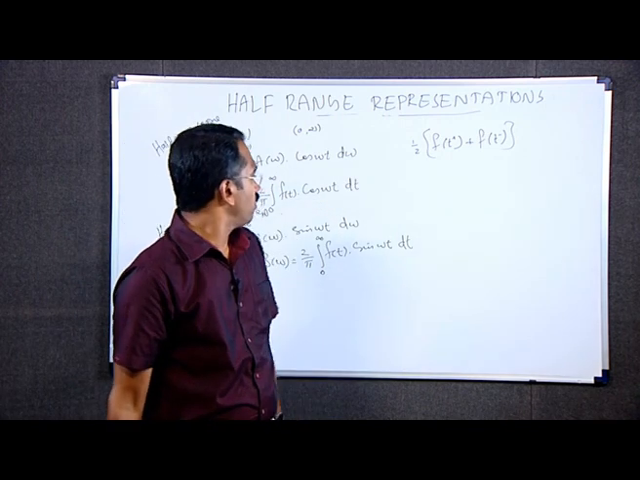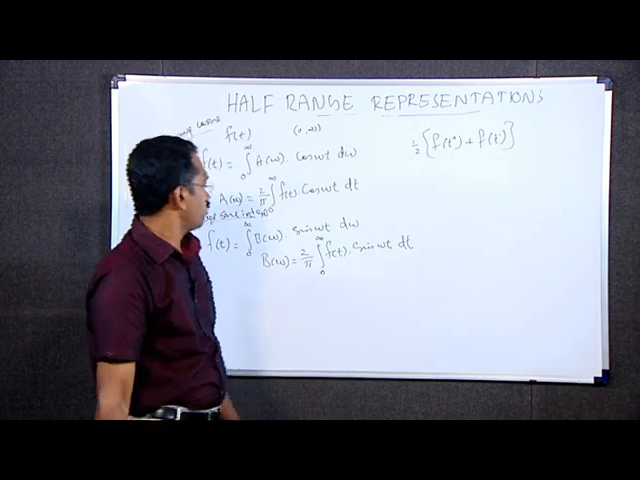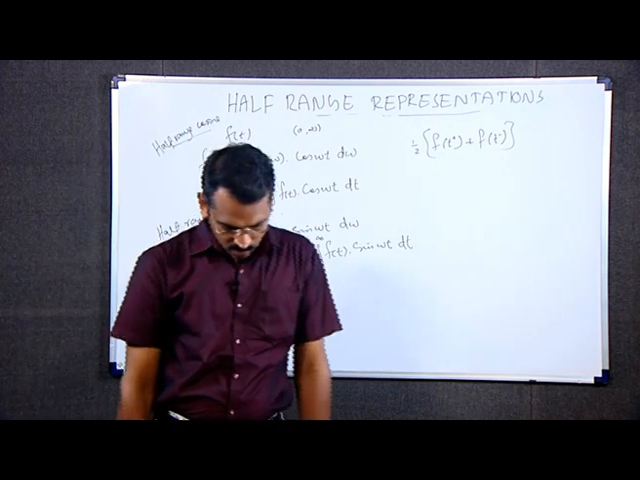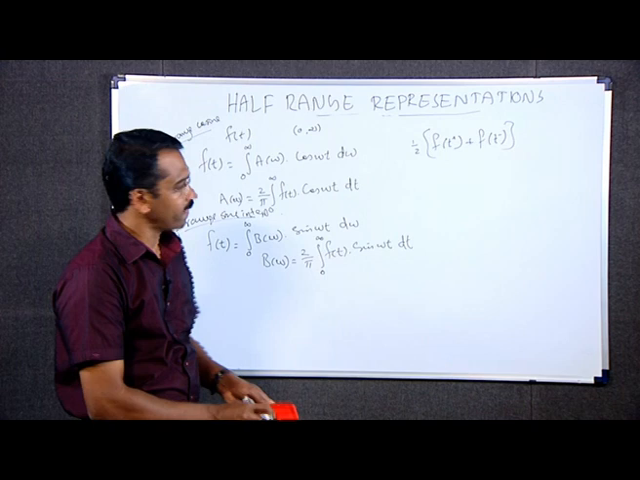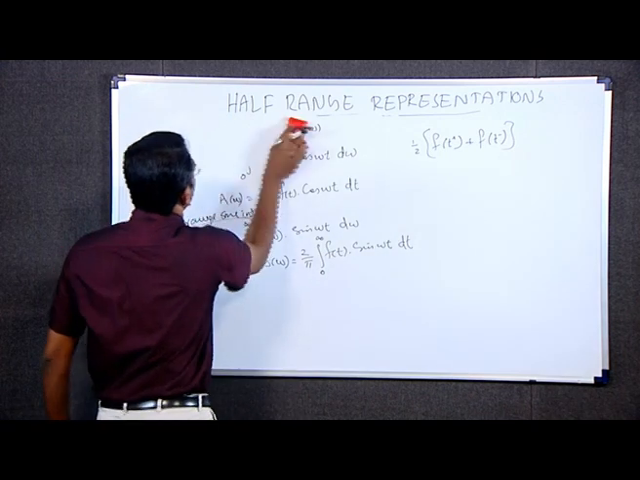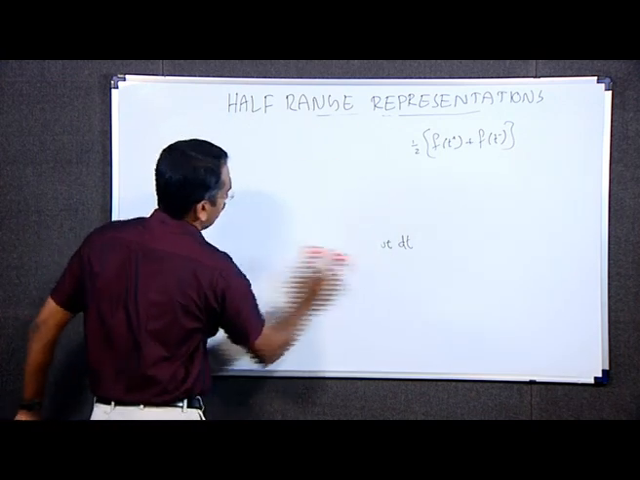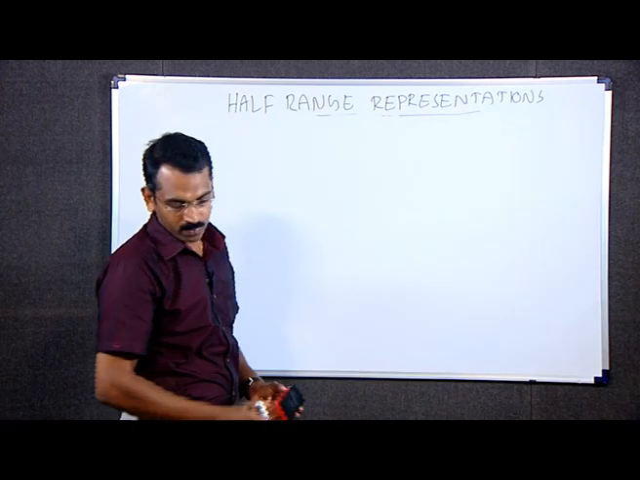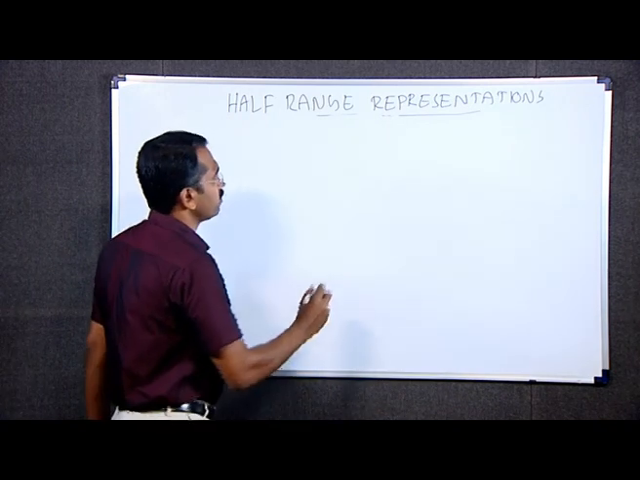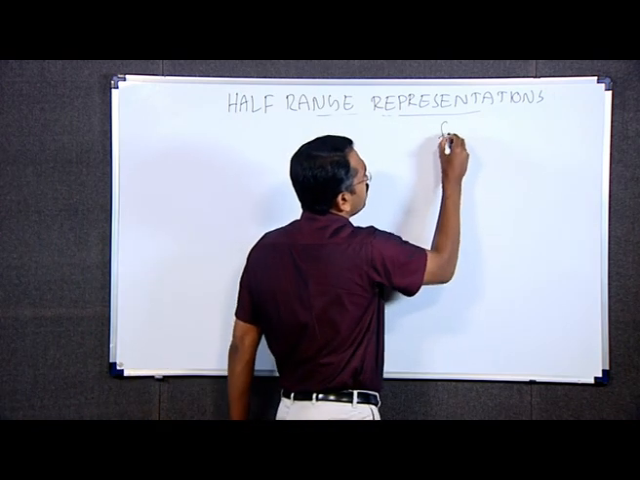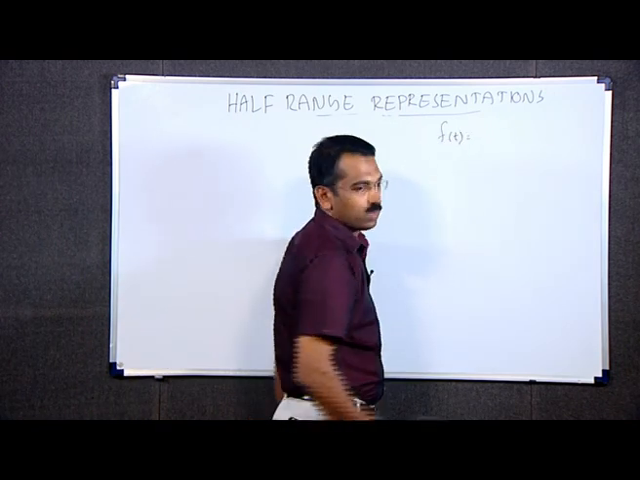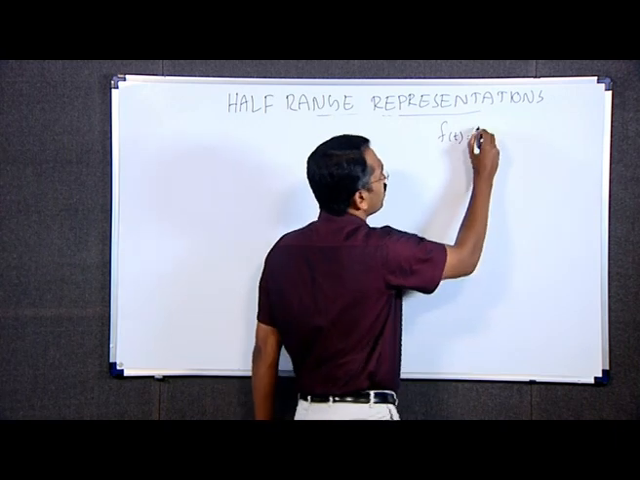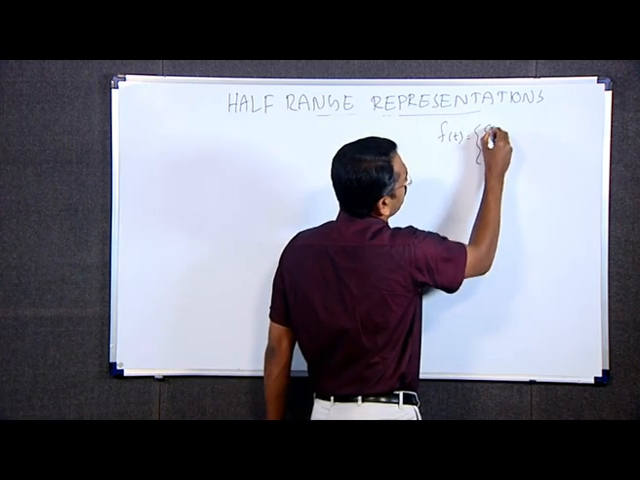Now, we have to work out some example problems. First one is, find a Fourier cosine and a Fourier sine integral representation of the function defined by f of t is equal to cos t for 0 less than or equal to t less than or equal to pi by 2.